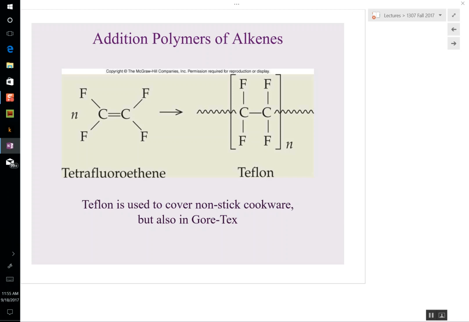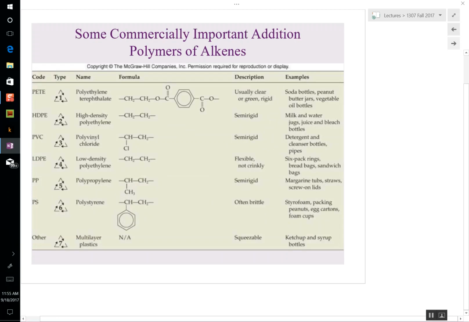Instead of being polyethylene, it's polytetrafluoroethylene. It's also in Gore-Tex. All right, now this is a handy little chart for you to be aware of.